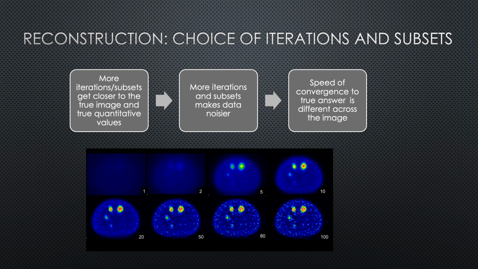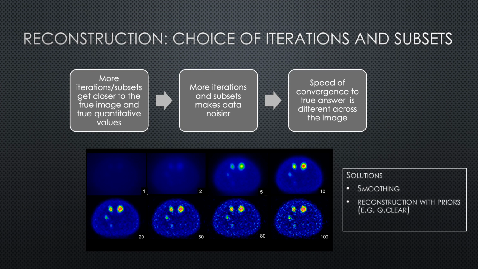And so we've got to deal with that noise, and the solutions are to think of smoothing, although there's consequences of that, in that we could reduce the actual uptake we measure by applying smoothing, or we could use reconstruction that's now available with priors, such as Q-Clear from General Electric.